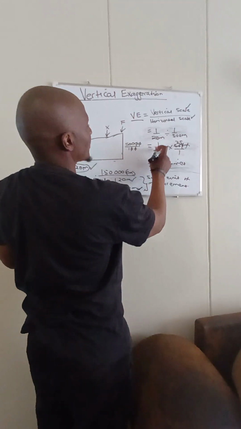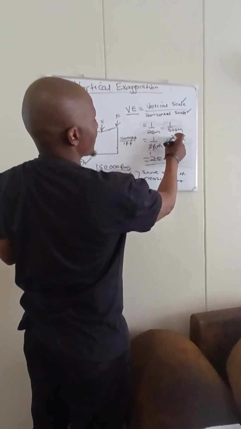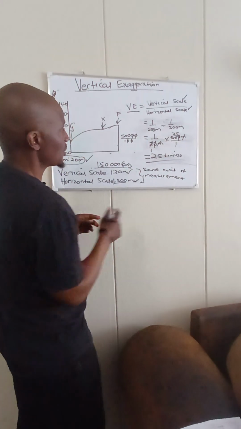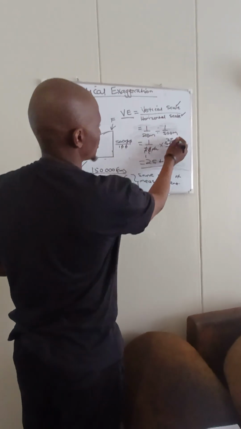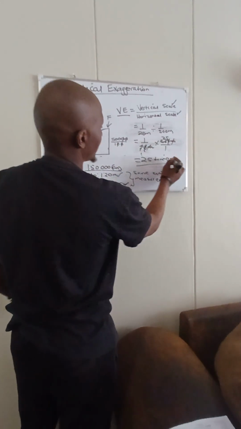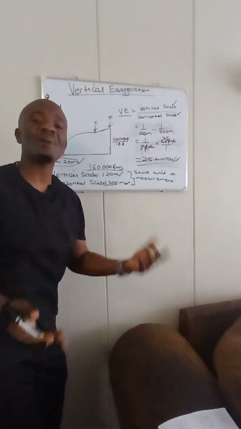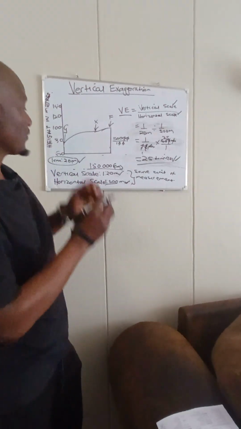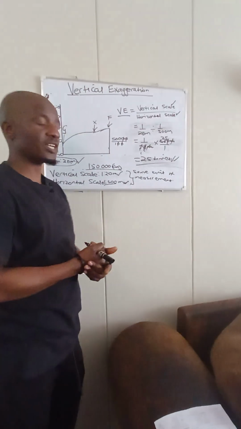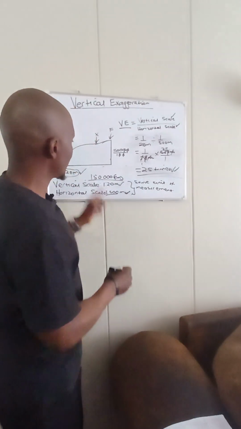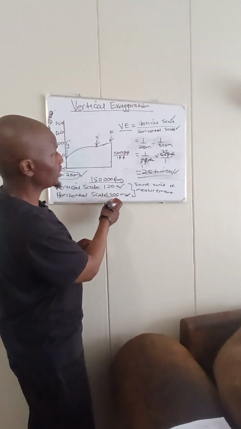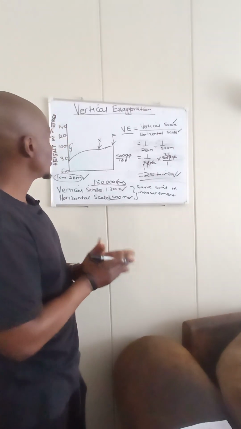So 1 over 20 meters multiplied by 500 over 1, I've inverted now. Then the units of measurement cancel each other, the zeros cancel, 2 into 50 is 25. So I still have the same answer, which means you have to make sure that whenever you're calculating your vertical exaggeration, your scales have the same unit of measurement. You cannot say centimeters for one and meters for the other. Make sure they have the same unit of measurement.